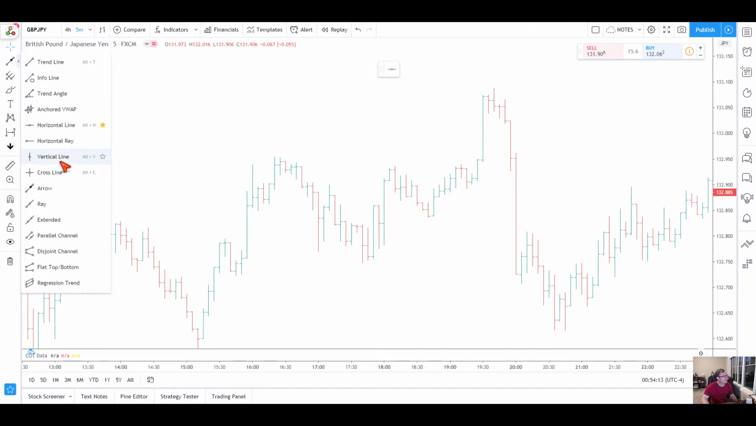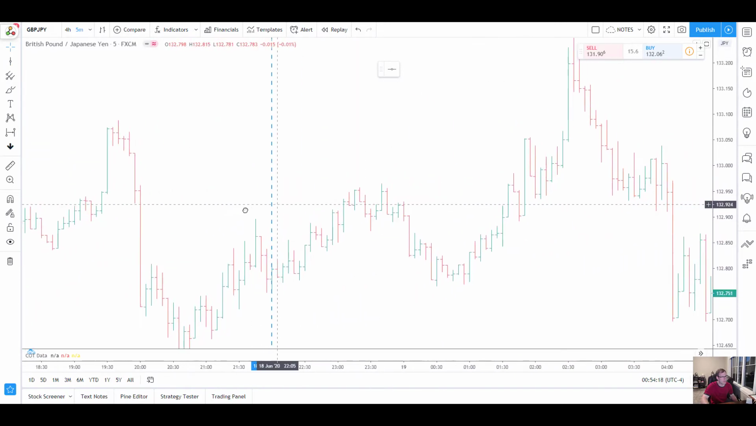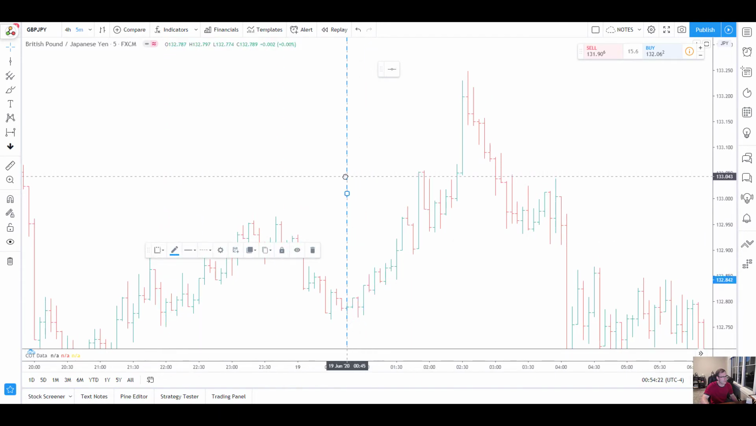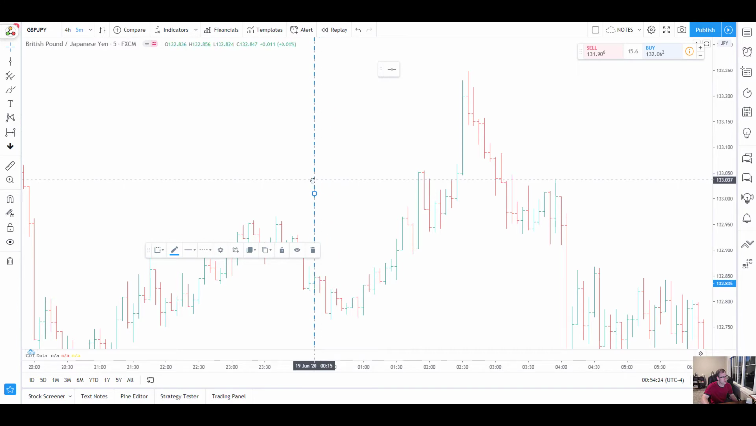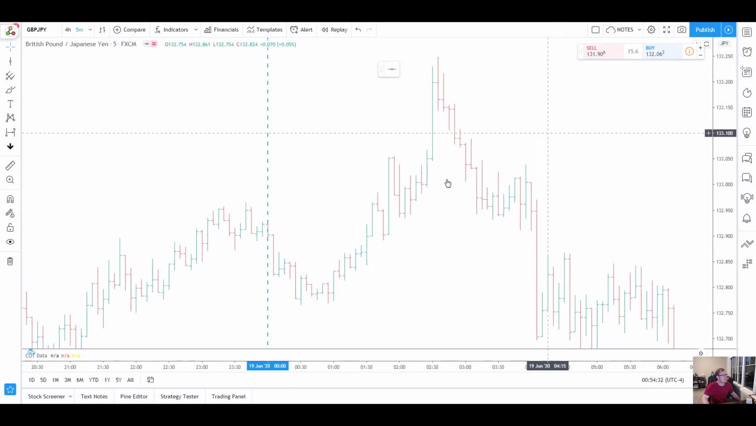So take my vertical line and I'm going to mark off midnight. My time is Eastern Standard Time, which is down in the lower right hand corner. UTC -4 right now.